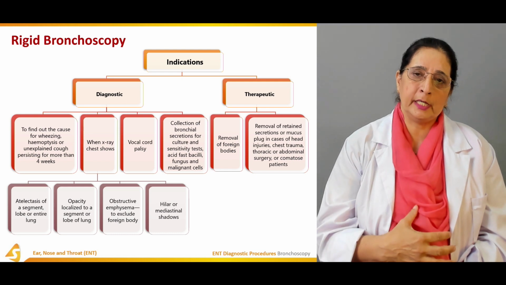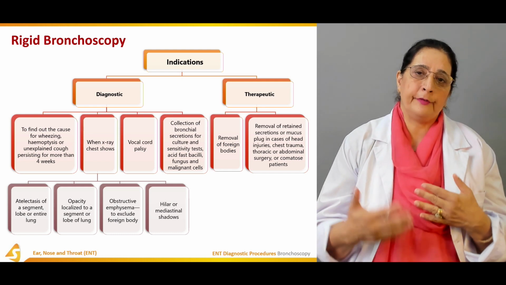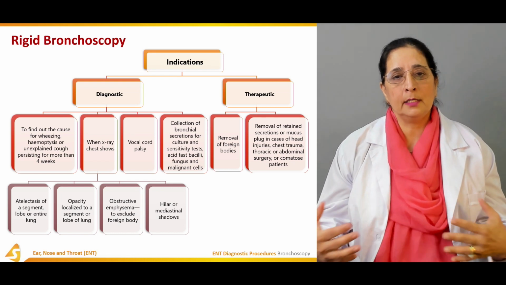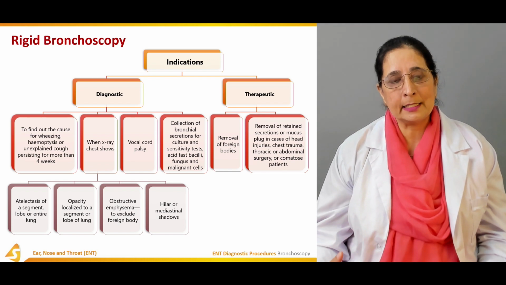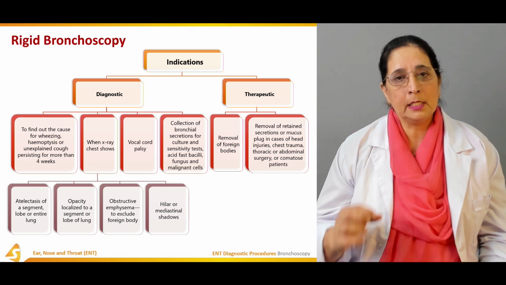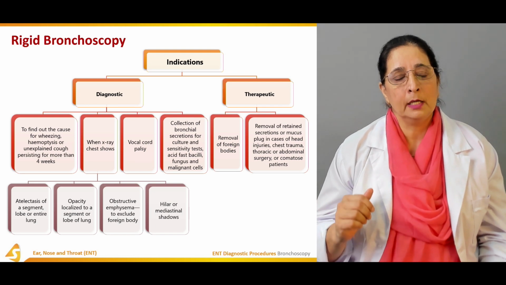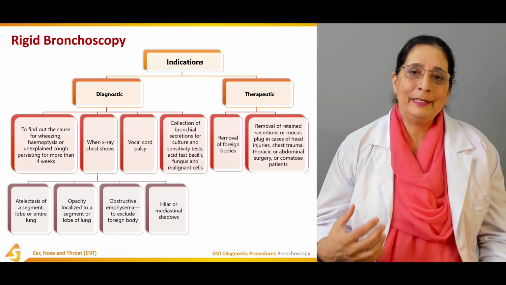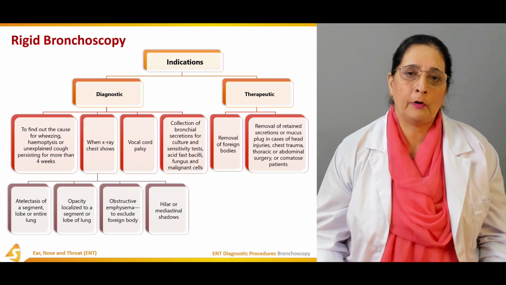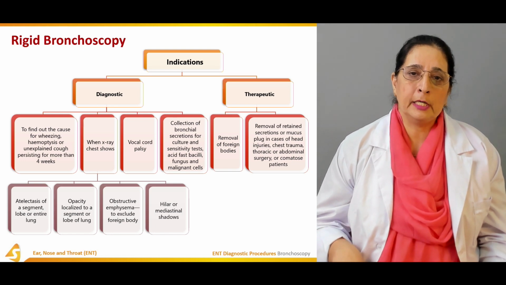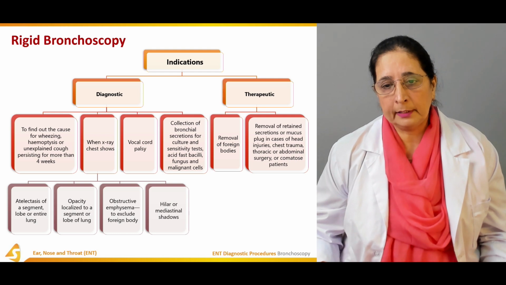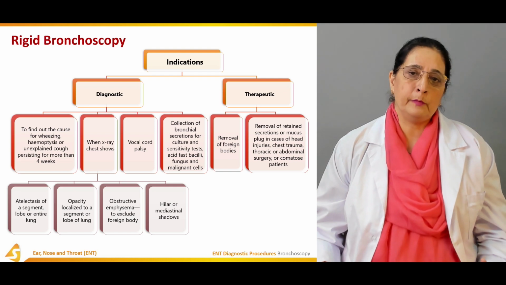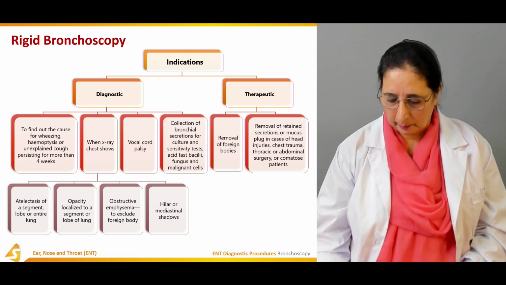We have diagnostic indications for the diagnosis of different conditions when we are not sure, and therapeutic reasons if there is some foreign body that has access to the bronchi and is causing bronchial obstruction and respiratory or ventilation problems. We should remove that foreign body from the bronchi, and rigid bronchoscopy is used for the removal. Then we have other secretions or mucus plugs present. We should remove those by rigid bronchoscopy.